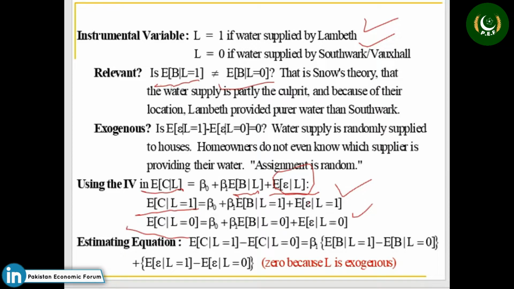So therefore you can work it out. These slides are from Econometric Analysis by William Greene. You can download it. The expected value of this difference, so this term will become 0.